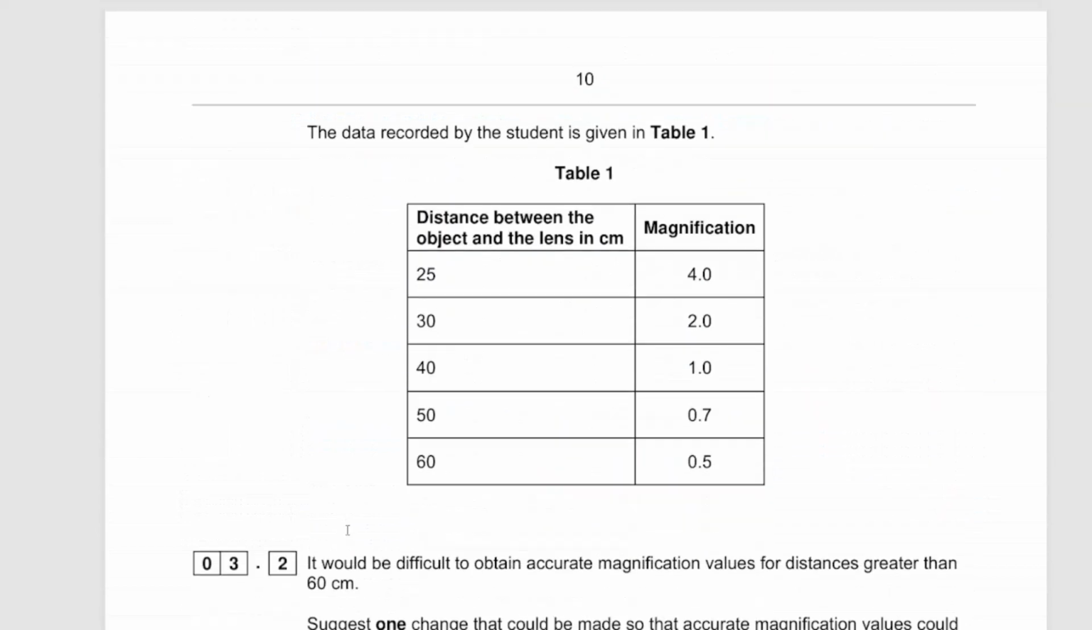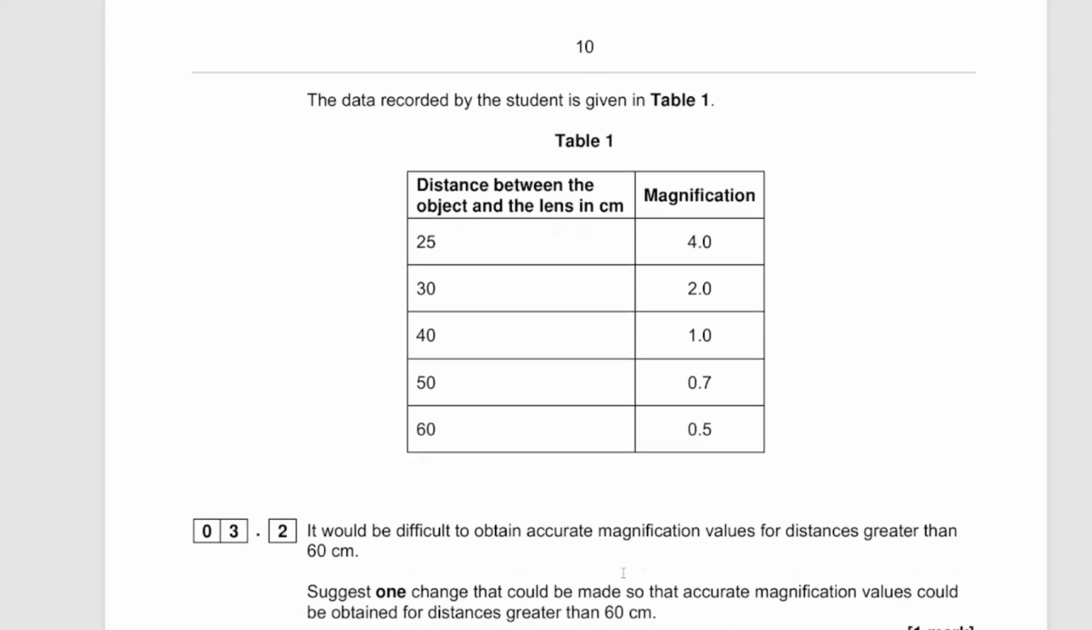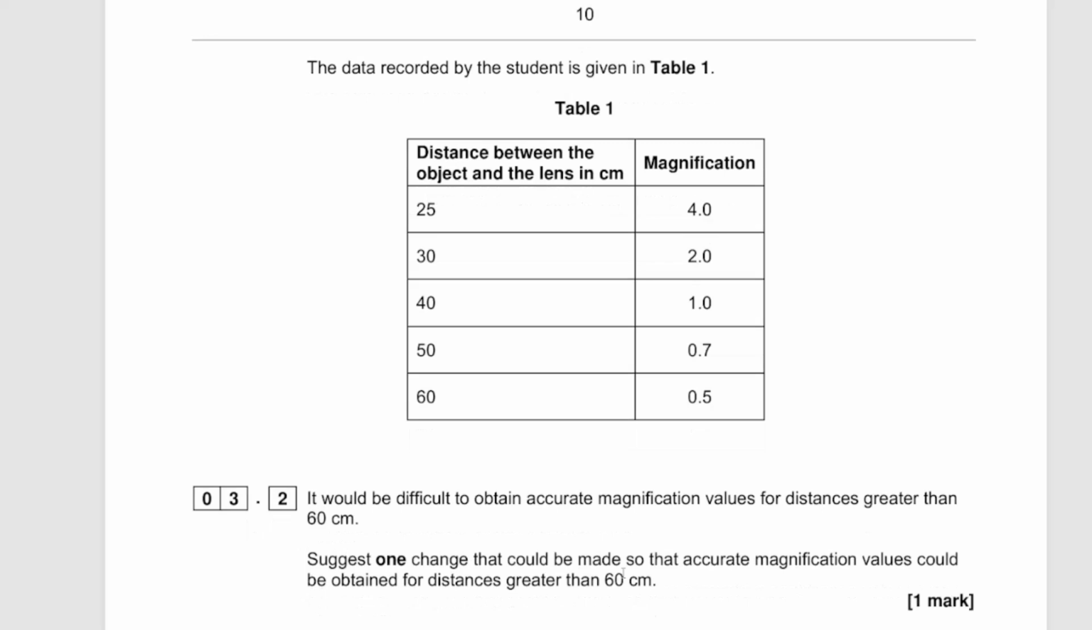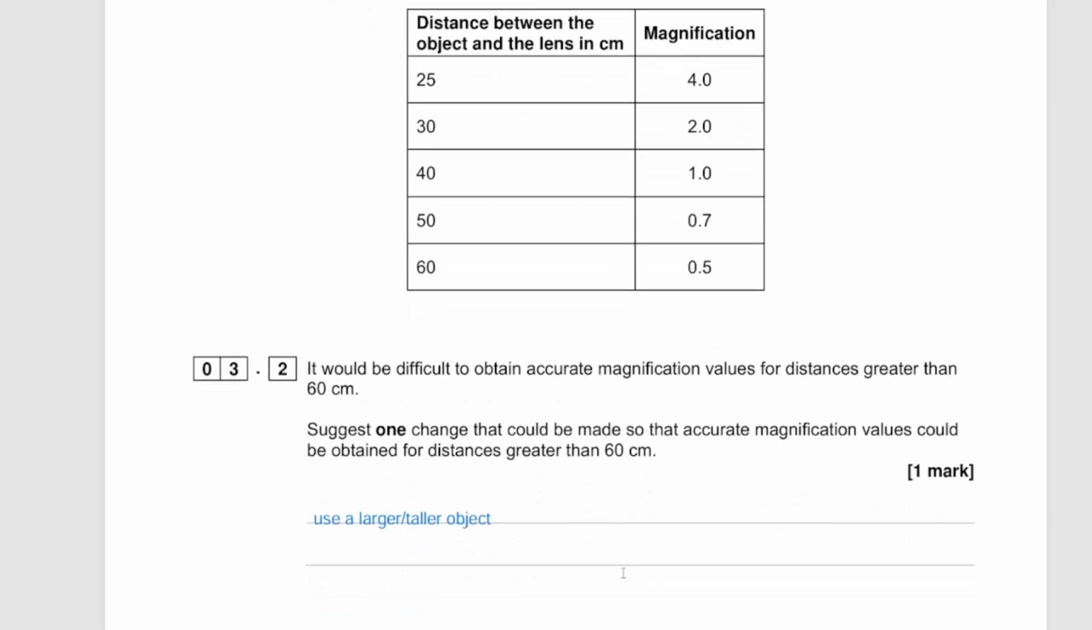The data recorded by the student is given in table 1. It would be difficult to obtain accurate magnification values for distances greater than 60 centimeters. Suggest one change that could be made so that accurate magnification values could be obtained for distances greater than 60 centimeters. And this is either using a larger or taller object, and that's so it's more visible. Anyways, moving on.